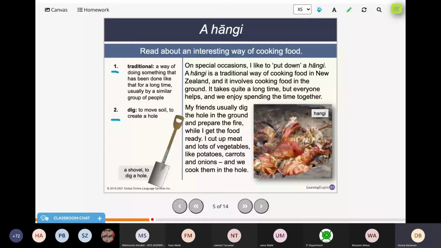Think about a traditional way of cooking or preparing some food or drinks in your country. Do you have something similar to a hangi? Or is there a particular cooking method that is famous, that is used on special occasions? I think quite a few cultures have this process of cooking food underground, don't they? So long and slow cooking underground.